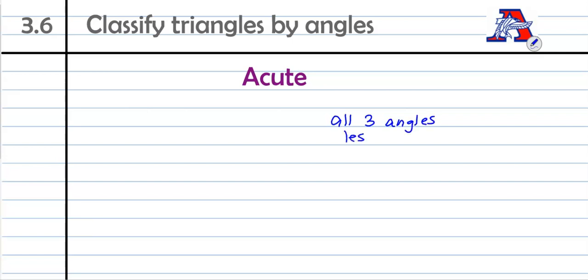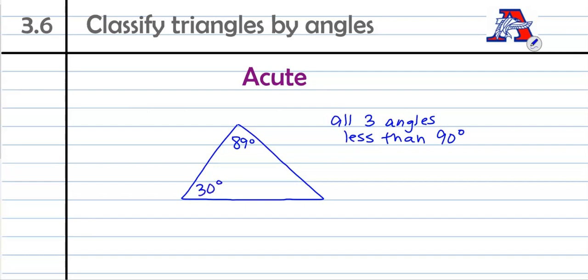The second one is an acute triangle, and an acute triangle is going to have all 3 angles less than 90 degrees. So an acute triangle may look like this. That kind of looks like a right angle, so I'm going to say that this one's 89 degrees. And then maybe 30 degrees and let's say 61 degrees. Just an example. So you'll notice that all 3 of those angles are less than 90 degrees.